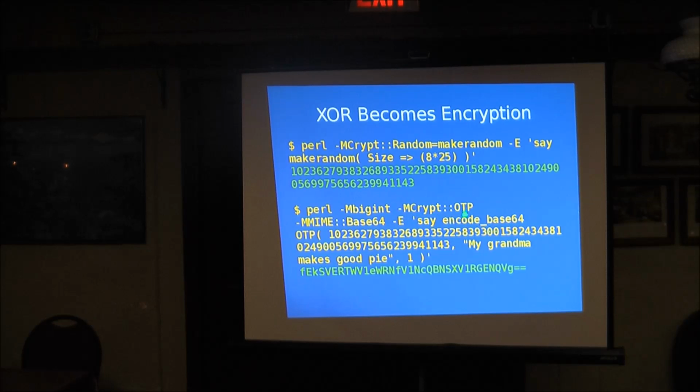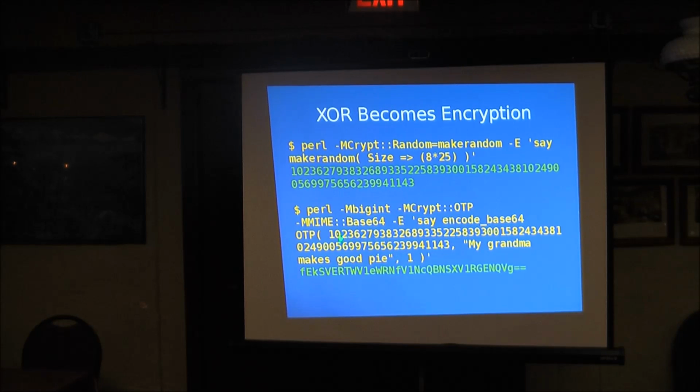I just use this Crypt::OTP module, which just does this XOR operation internally. So in this case, we have 8 bits times 25, because we've got a 25 character string down here, and we're just assuming ASCII, so it all works. And then encoding the output into base 64 so we don't mess up our terminal output.